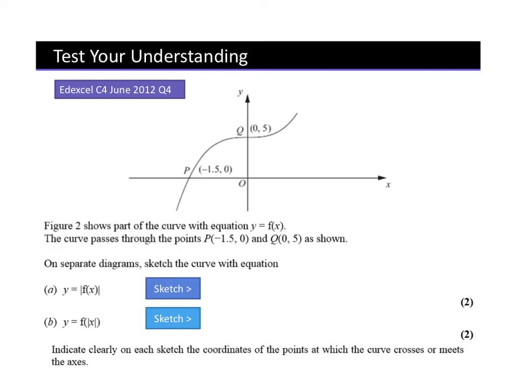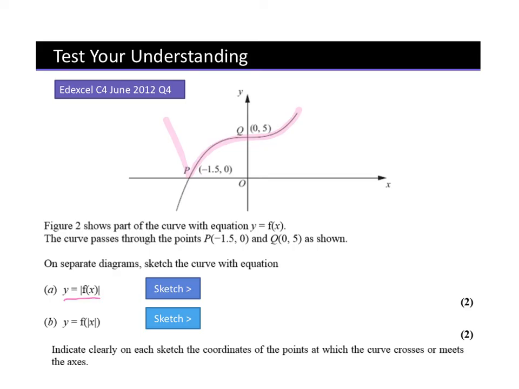Figure 2 shows part of the curve of the equation y equals f of x. The curve passes through the points P of minus 1.5, 0 and Q, 0, 5 as shown. On separate diagrams, sketch the curve with the equation y equals the modulus of f of x. So for the first one, if I'm looking at the modulus of the function, we keep everything positive above the x-axis and anything below it, we then reflect. I'm going to do this one in pink. So here we're going to keep everything above the x-axis and then reflect whatever's negative. So then it's going to look like this.